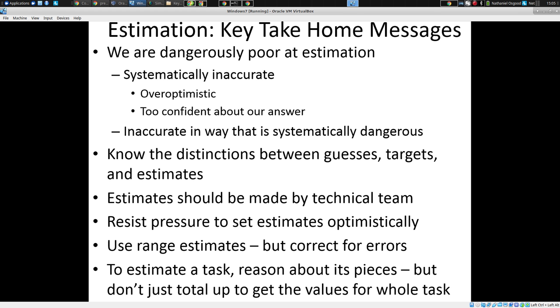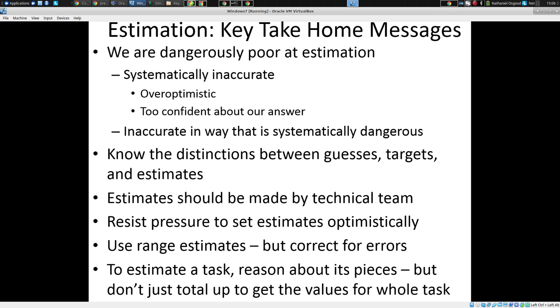So I want to talk about a couple key take-home messages, riffing off what was said earlier. We're dangerously poor at estimates. Dangerously because we are called to task for our estimates long after we've given them. Months later, we may be called to deliver on them, working long hours, long nights, under a lot of stress, because we gave estimates that were off base. And we tend to be off base in a certain direction. It's not that we're off base in no direction.